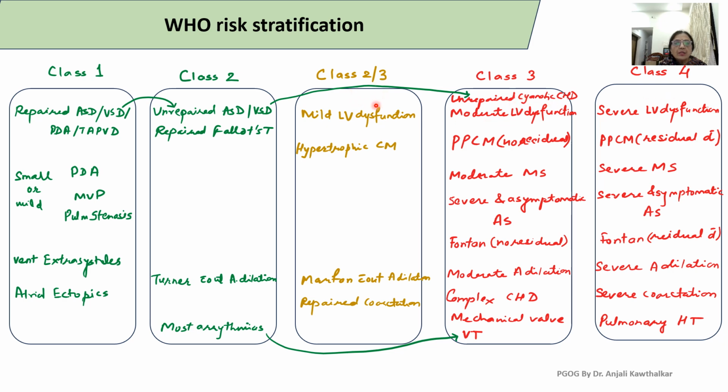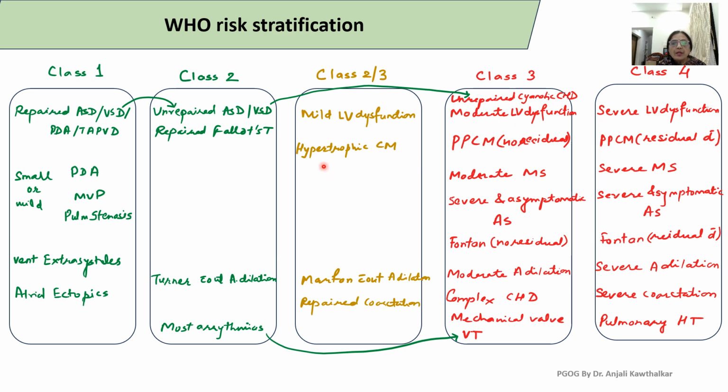So in class 2/3 we have mild left ventricular dysfunction starting here. So mild is in class 2/3, moderate belongs to class 3, and severe belongs to class 4. So horizontally you can remember like that: left ventricular dysfunction, mild starts in class 2/3, moderate for class 3 and severe for class 4.